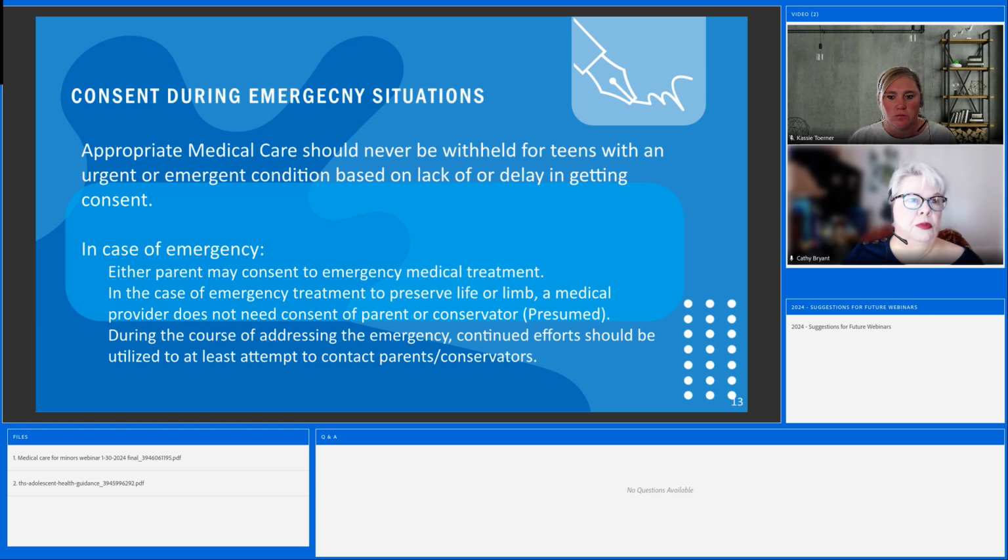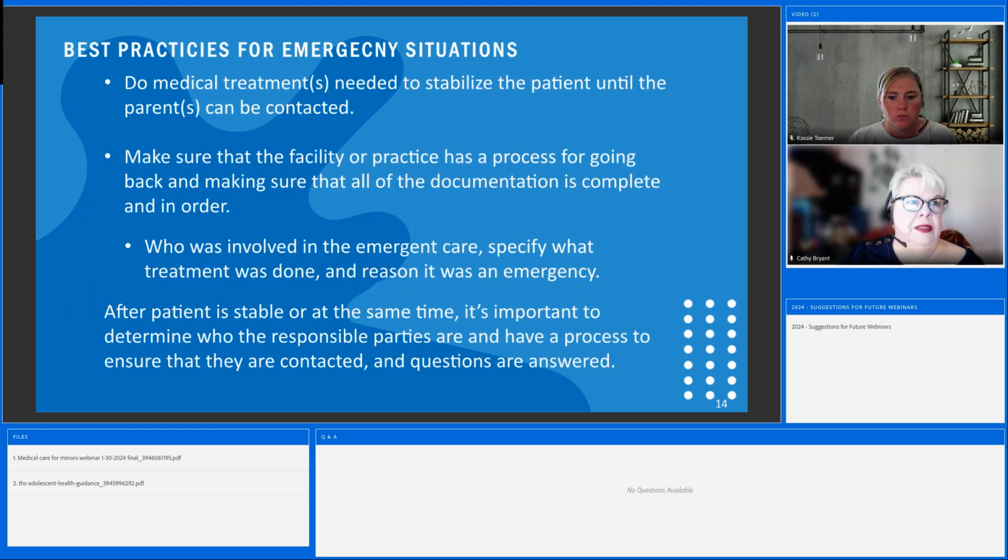It's called presumed consent. And if you are making an attempt, we hope you'll be documenting that as well to contact the patient. I'm sorry, not the patient, but the parent. After you've gotten the patient stabilized, then you should make every effort to contact the parent or the guardian.